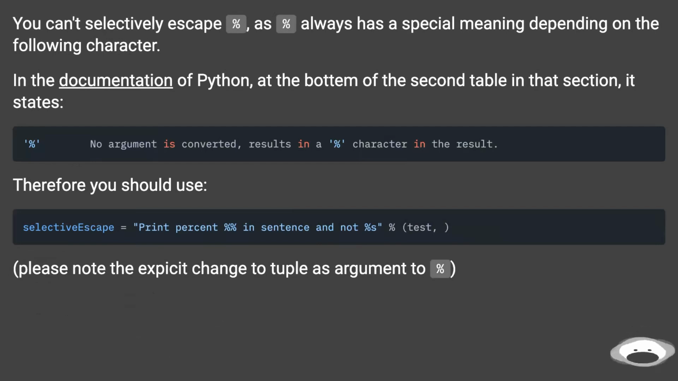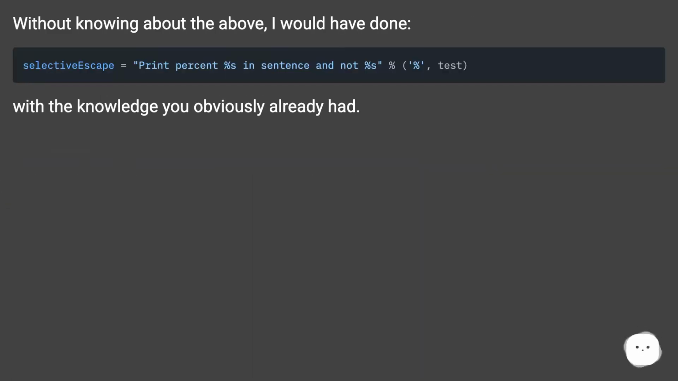In the documentation of Python, at the bottom of the second table in that section, it states, therefore you should use. Please note the explicit change to tuple as argument to %. Without knowing about the above, I would have done. With the knowledge you obviously already had.